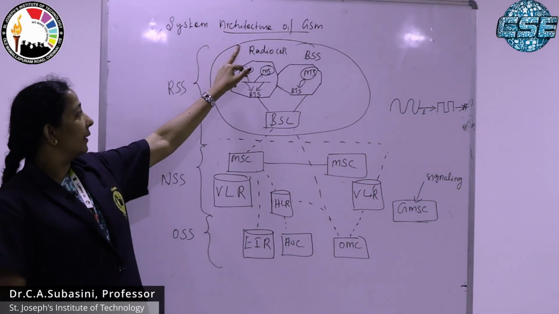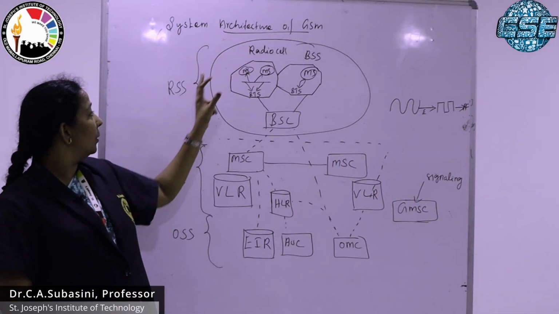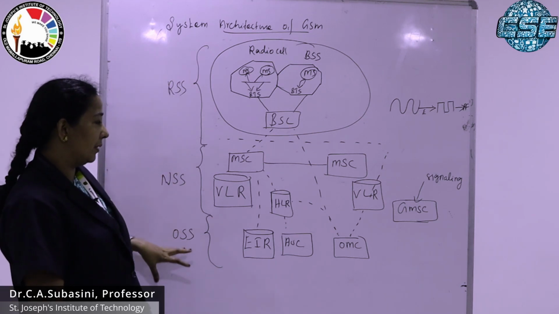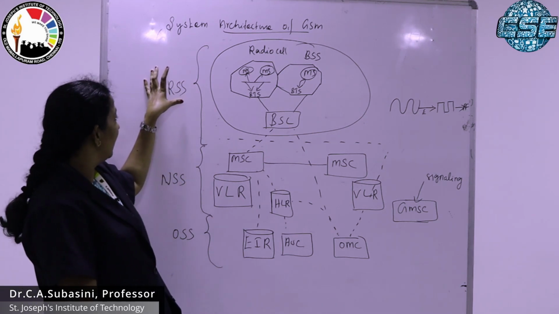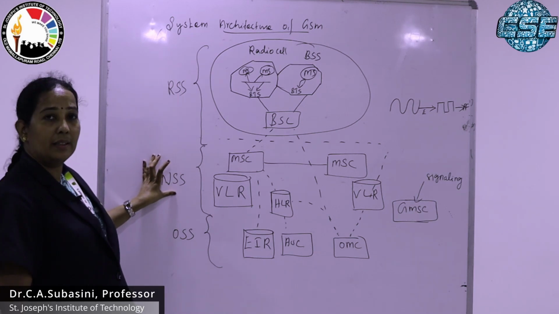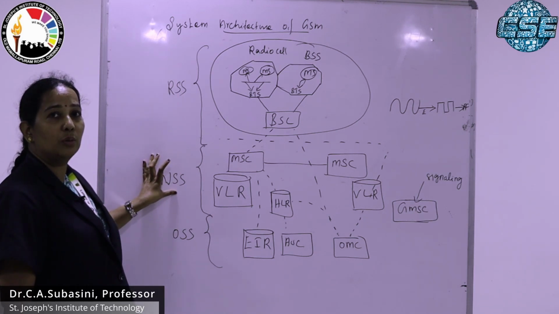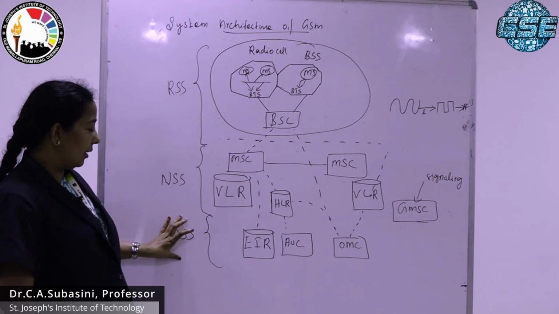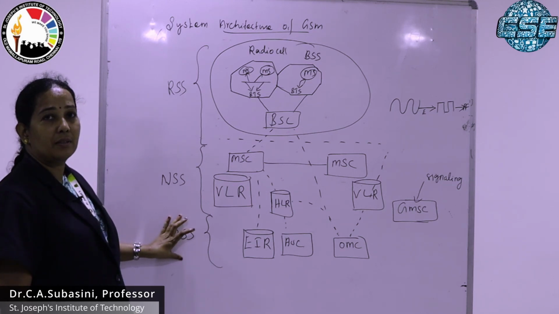So this is the system architecture of GSM. In this system architecture we have three different partitions. The first part is RSS, the radio subsystem. Second is NSS, the network switching subsystem, and the last one is OSS, the operation subsystem.